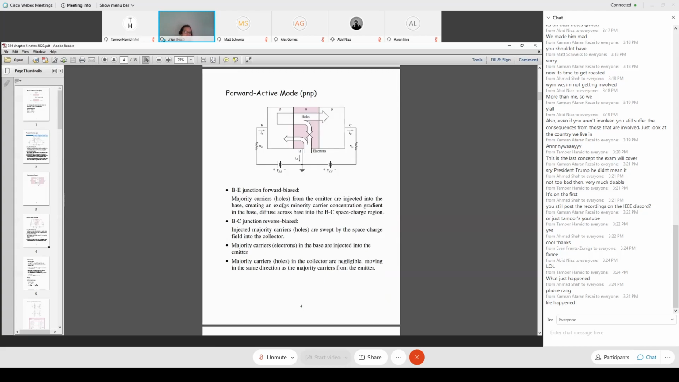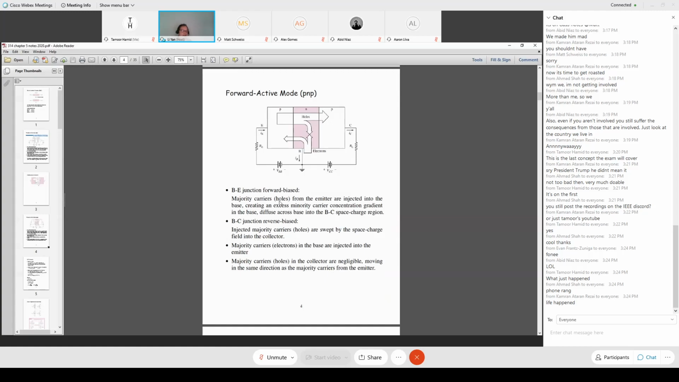Well, the consequence will be similar to the previous description. You can see my paragraph here under this dot. It's still the same concept. Majority carriers from the emitter are injected into the base. It's the same thing because of this forward bias. The only difference is that in the PNP configuration, the majority carriers in the emitter are holes. So in this case, majority holes are injected from the emitter into the base. They diffuse across the base, and then a strong space charge field pushes them into the collector. So this paragraph is almost the same as previously.